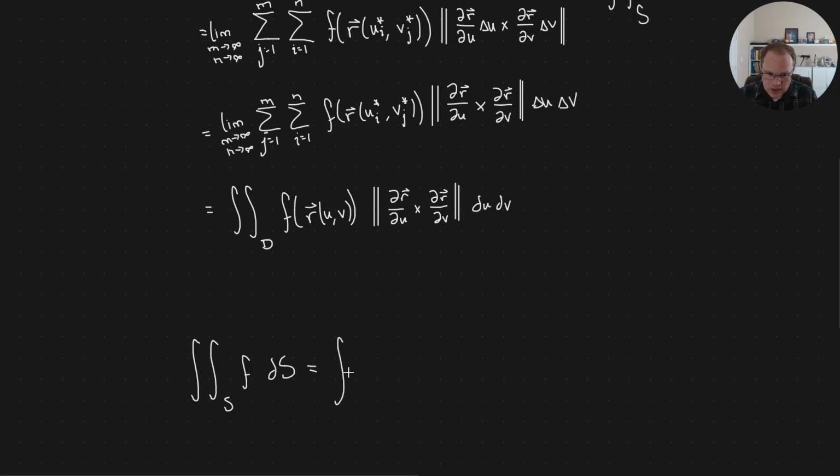And then the way we would actually calculate it is we find a parameterization for the surface, plug it into the function, take the norm of the cross product of the partial derivatives, and integrate over the bounds of u and v.